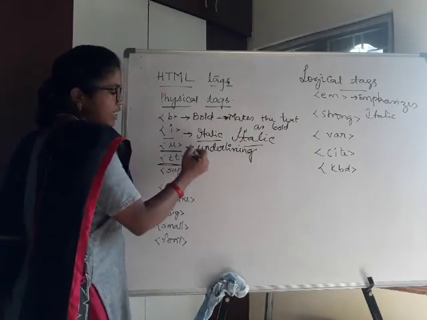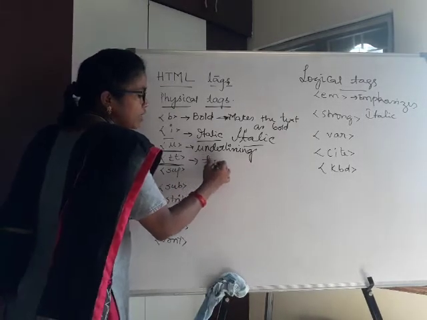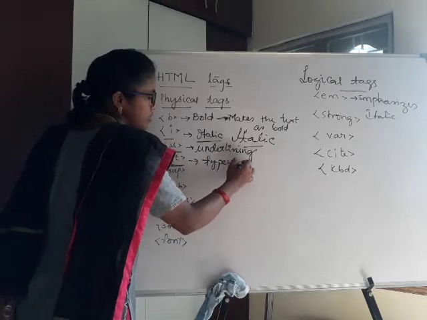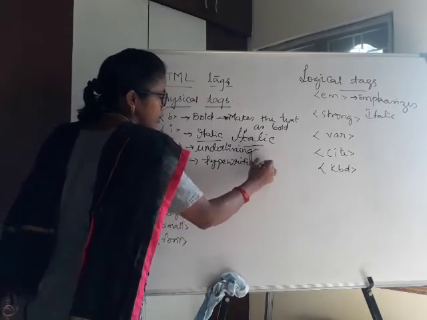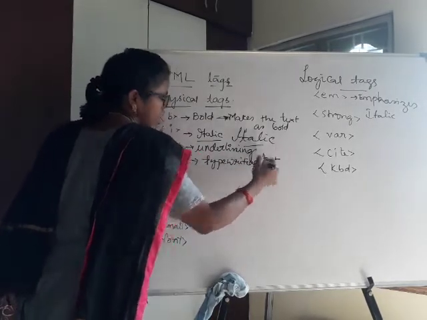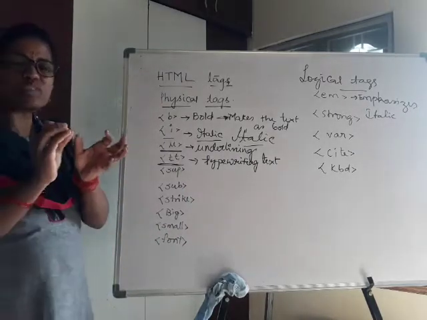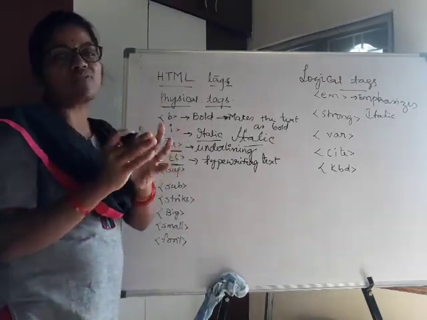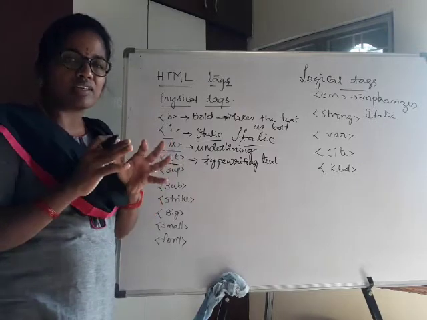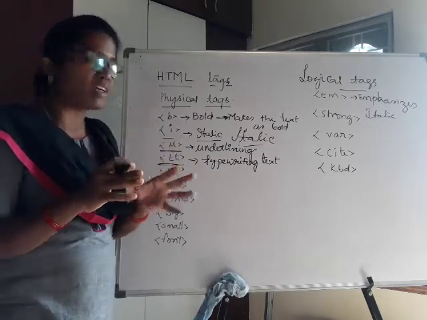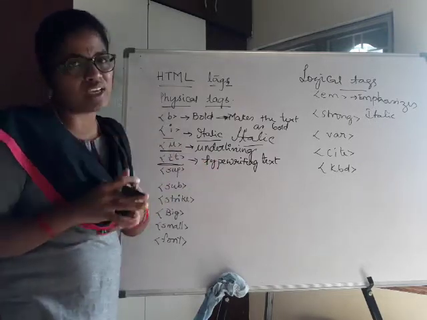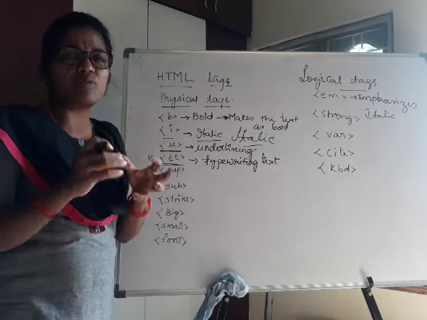Next, TT is used for making typewriter text. It will look something different, the font will be different from normal keyboard characters.